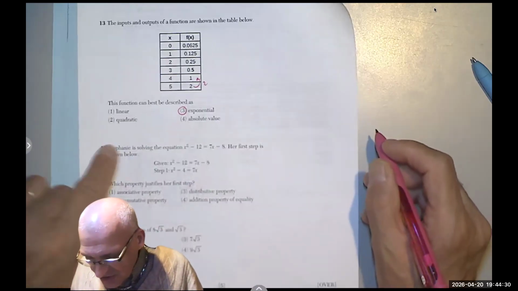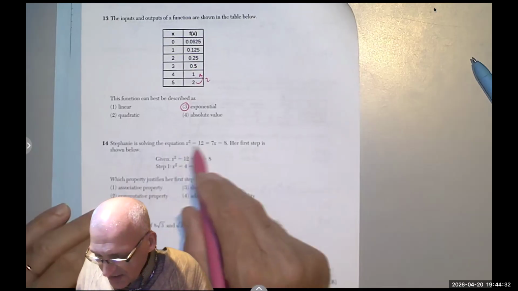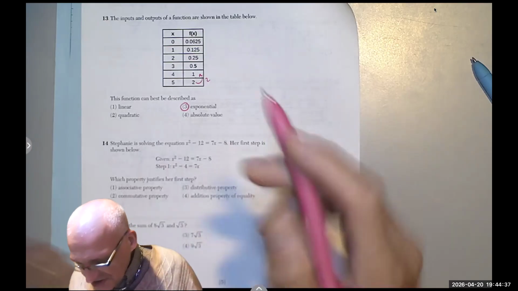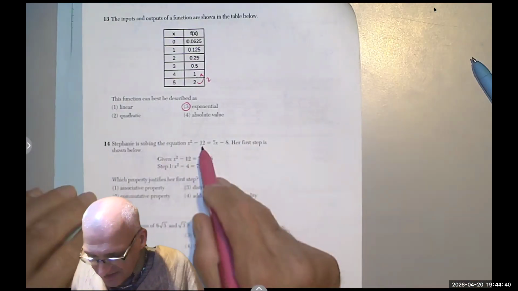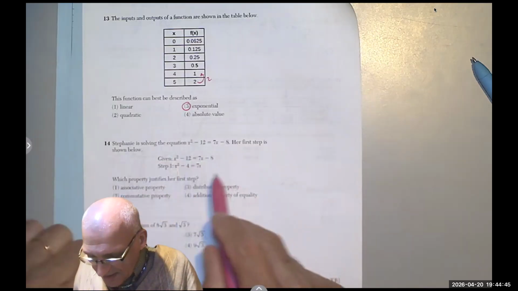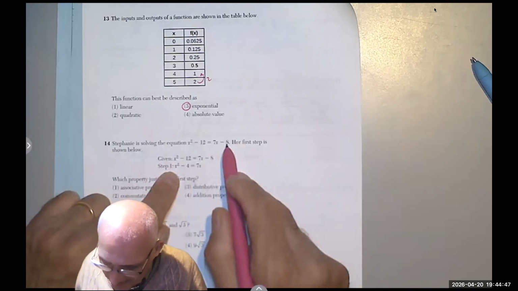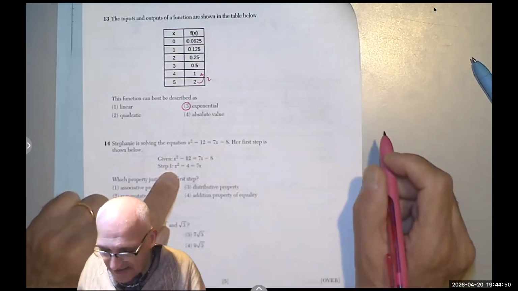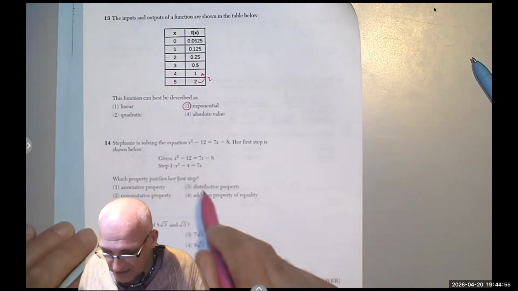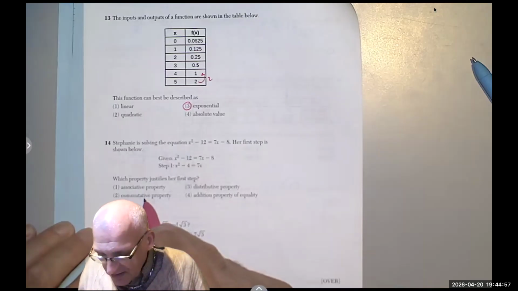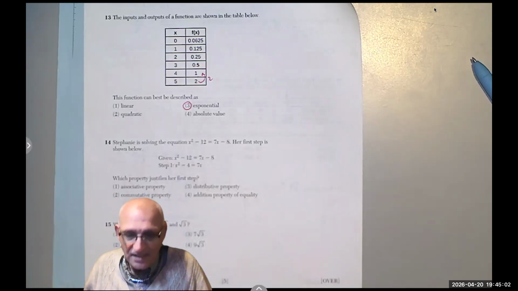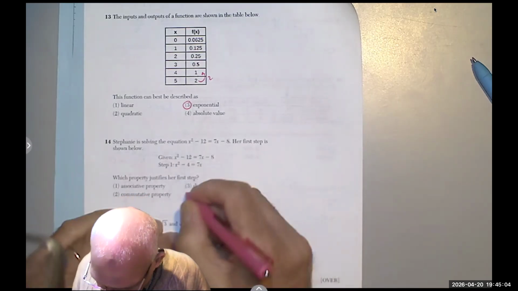Okay, Stephanie is solving the equation x squared minus 12 equals 7x minus 8. Her first step is shown below. What did she do? You can see that the x squared stayed, the 7x stayed. So what happened? She moved the -8 to the left-hand side. So what did she do? Associative property, commutative property, distributive property, or addition property of equality? Yes, of course, it is addition property of equality.